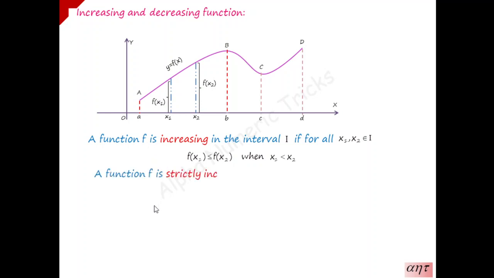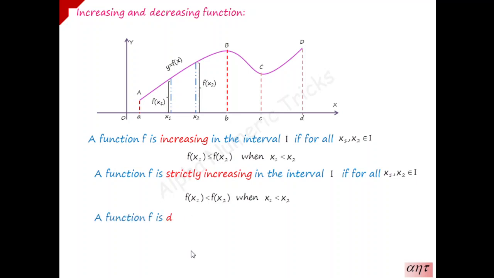We say that the function is strictly increasing in the interval I if for all x1, x2 belonging to I, f of x1 is less than f of x2. That is, the equality is not present; we are only considering f of x1 less than f of x2 when x1 is less than x2. Then we say that the function is strictly increasing. If f of x1 is less than or equal to f of x2, then we say that it is an increasing function. Next we will see what a decreasing function or strictly decreasing function is in the interval I.